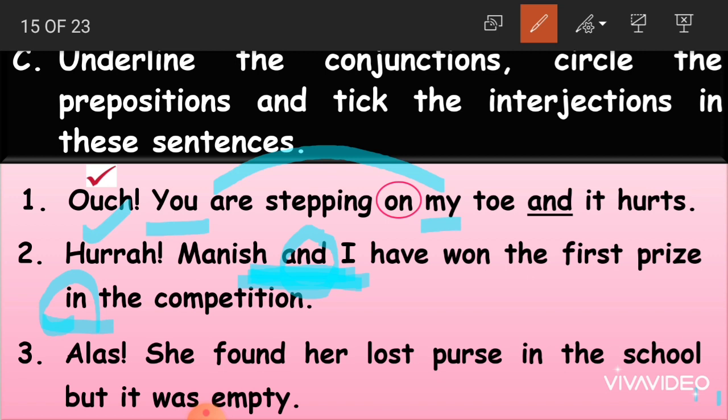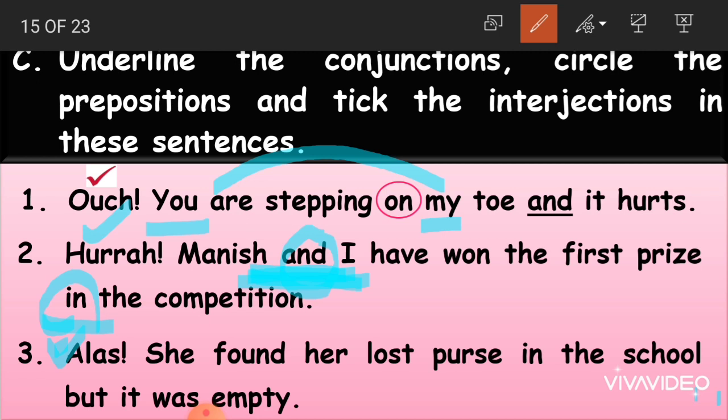And the last sentence here. Alas, she found her lost purse in the school, but it was empty. Again, alas. Alas in the sense, if we lose anything, if we are sad for something, then we'll use this word alas. So this indicates which part of speech? Yes, it is interjection. So we'll just tick the word alas.